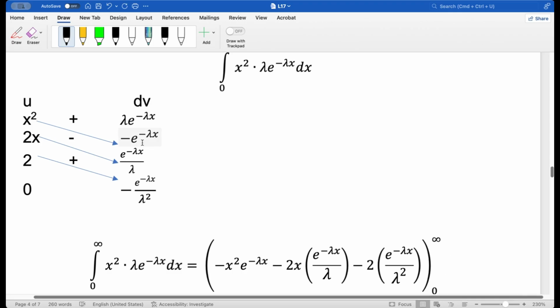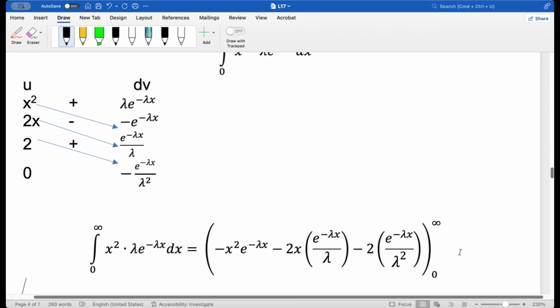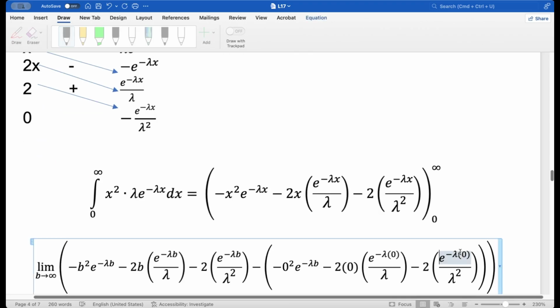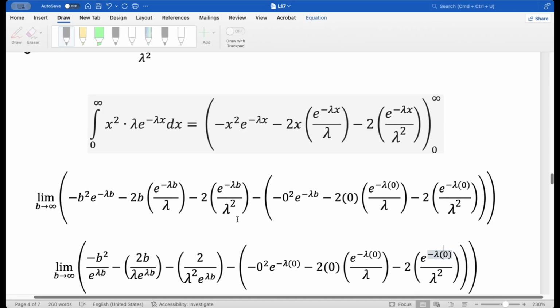So piecing those products together, we get x squared times negative e to the negative lambda x, minus 2x e to the negative lambda x over lambda, plus 2 times negative e to the negative lambda x over lambda squared, integrating from 0 to infinity, writing this in limit definition, and using b.